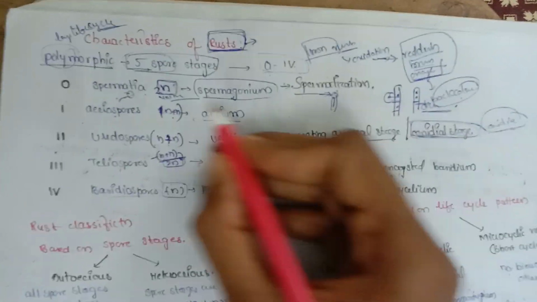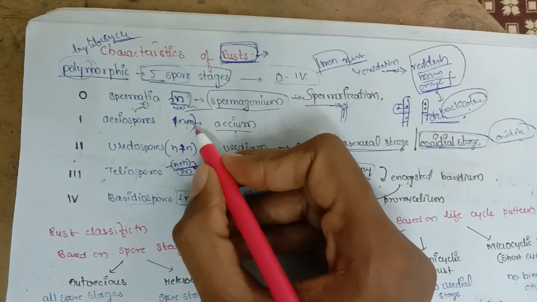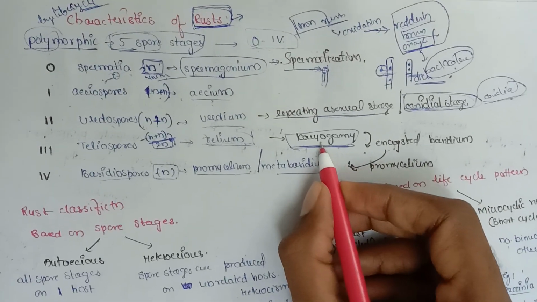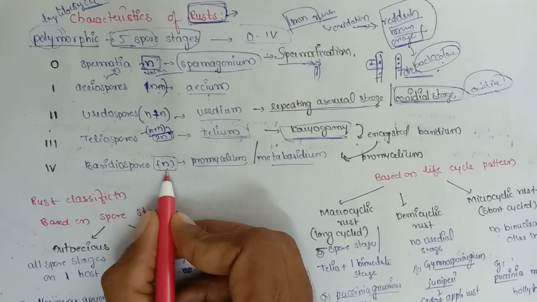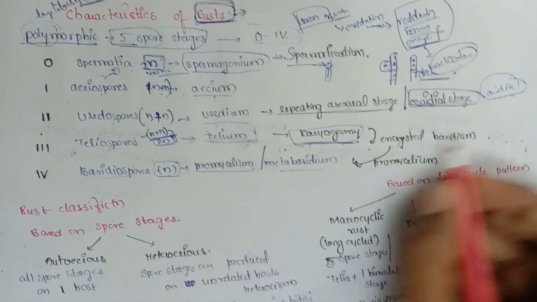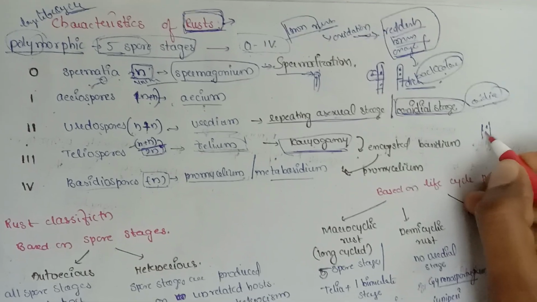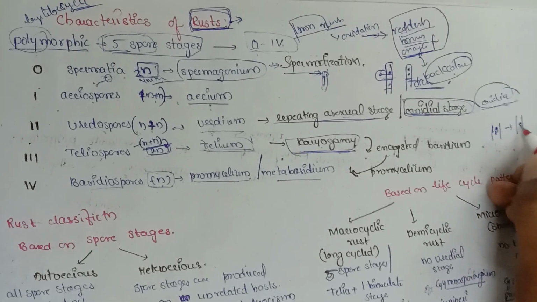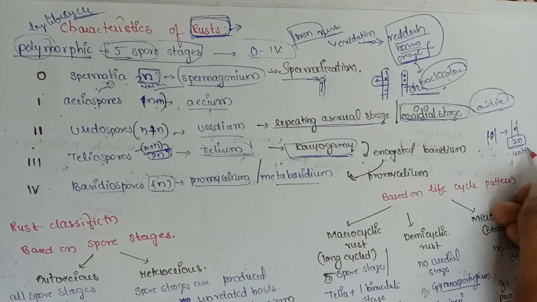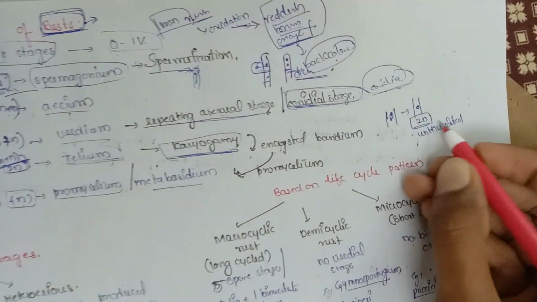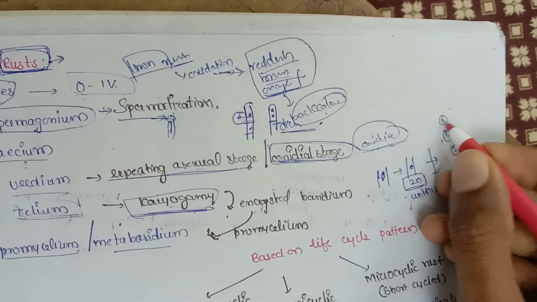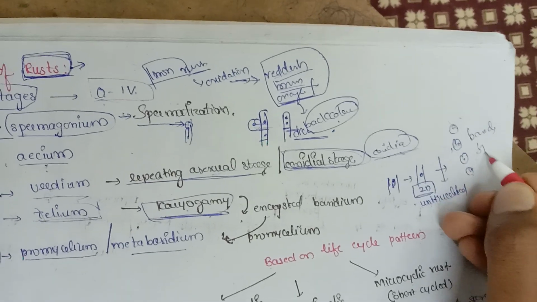This dikaryotic nucleus is carried from aeciospores, uredospores, and telia, and in the teliospores, it undergoes karyogamy and produces the uninucleated cells, and this immediately undergoes meiosis. This karyogamy takes place and produces 2n uninucleated cells, and then it immediately undergoes meiosis and produces the 4 basidiospores.